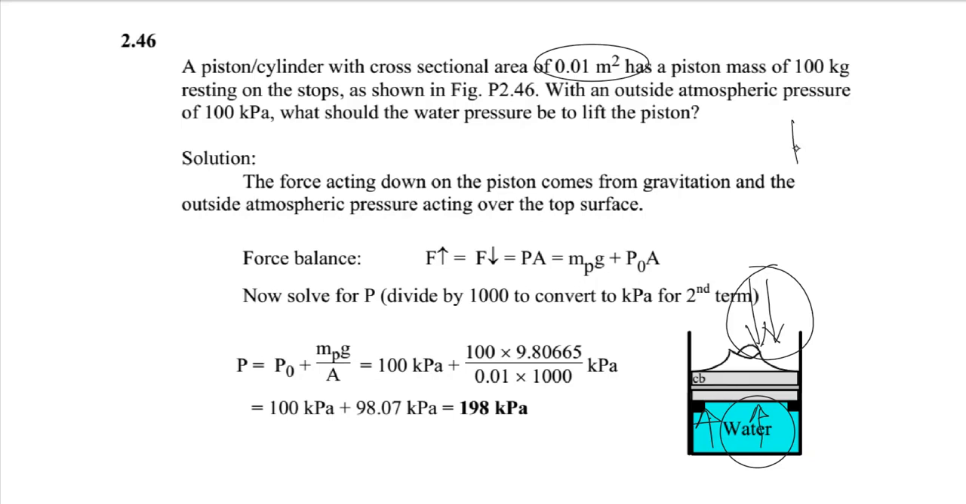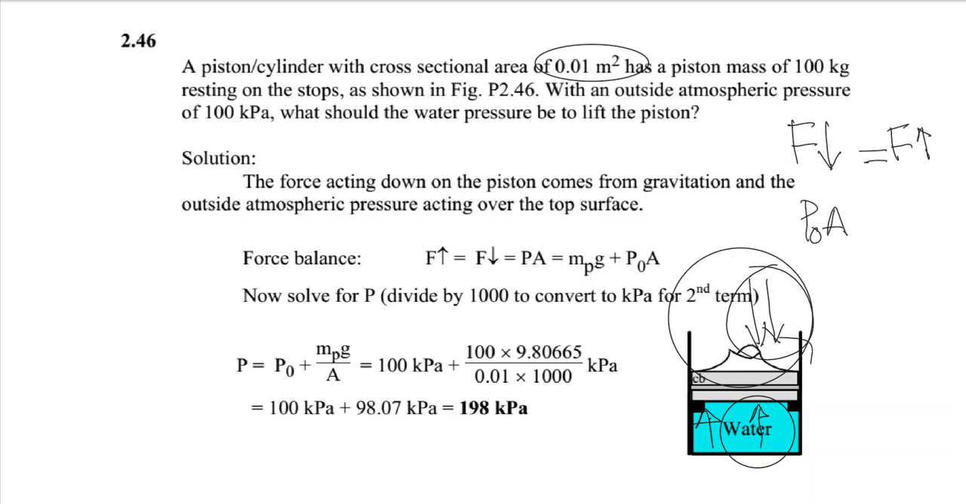So the forces acting from the top should be equal to the forces acting from the bottom. One of the forces from the top we call the atmospheric force, which is equal to atmospheric pressure times the cross-section area of the piston. Pressure is force per unit area, so the force is pressure times area. This is one of the forces acting on the piston.